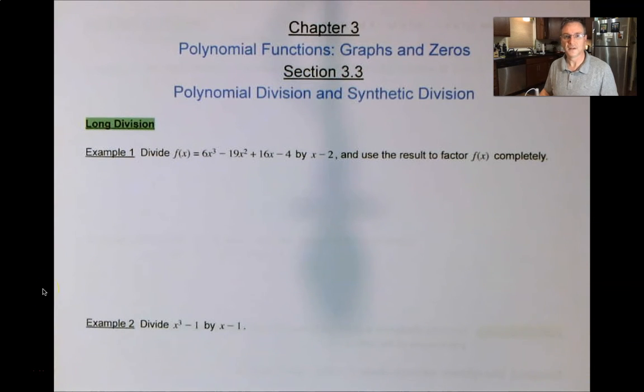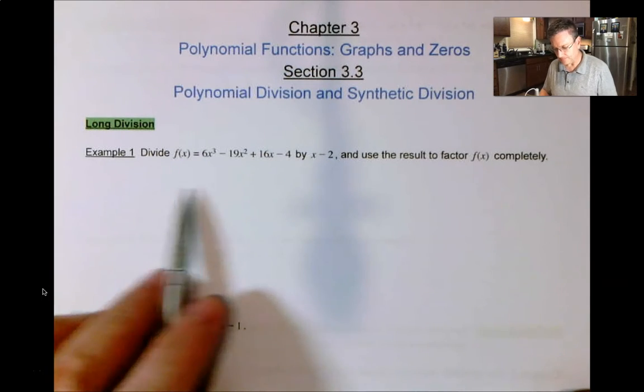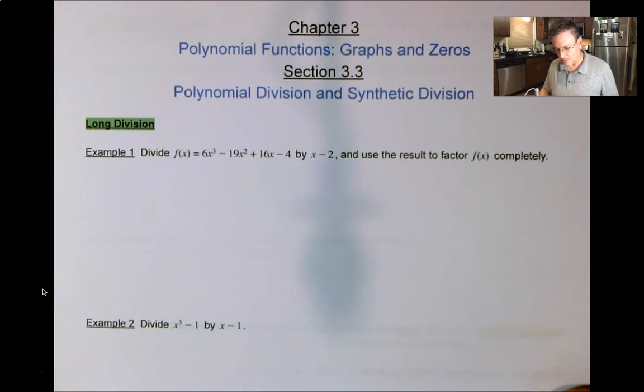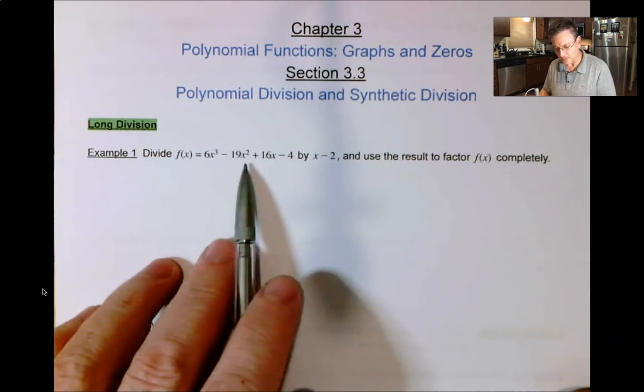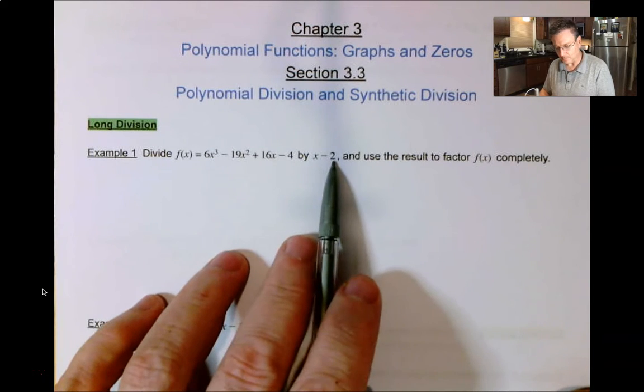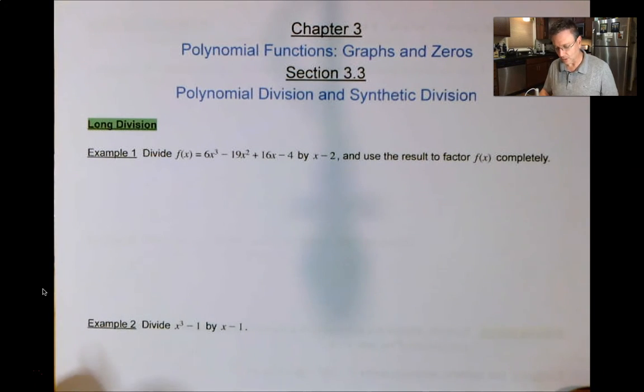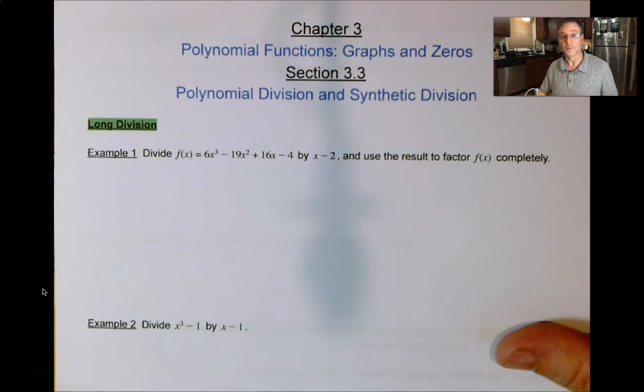Hello everyone, section 3.3, polynomial division and synthetic division. So long division is what we're going to do on this particular problem. We're going to divide this polynomial by this polynomial using long division. We're not going to do synthetic division just yet, because there are times when you can't use synthetic division. You can only use synthetic division in certain instances.